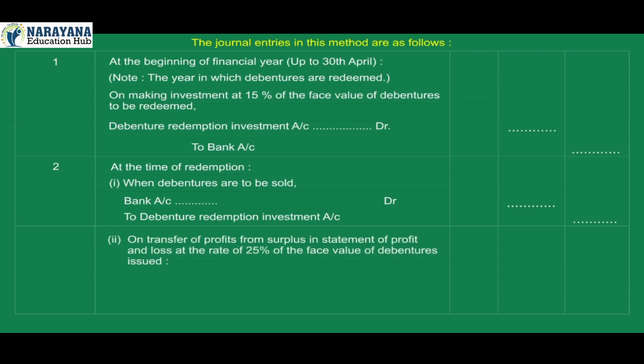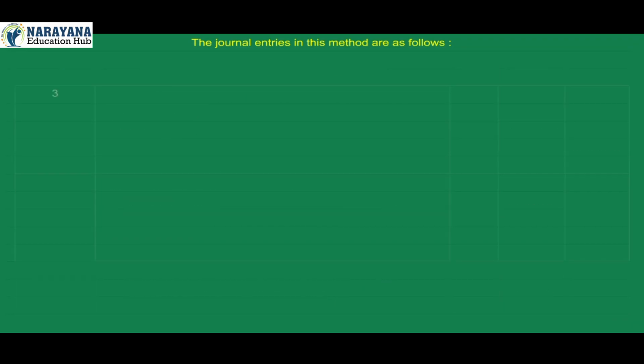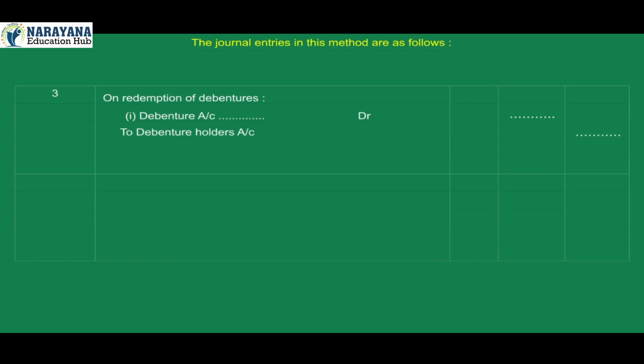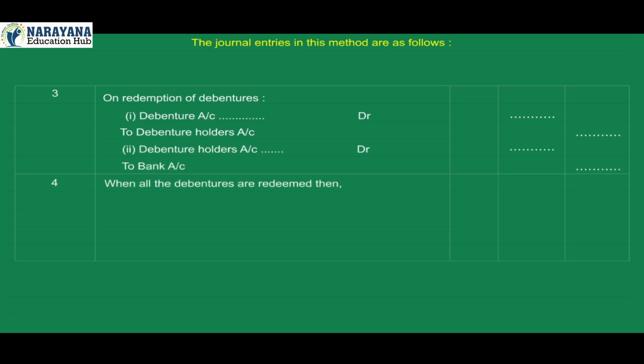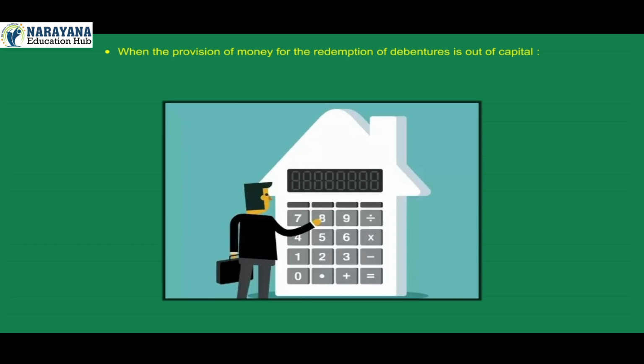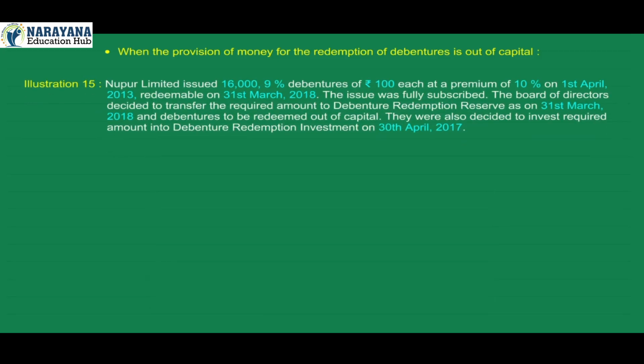2. On transfer of profits from surplus in statement of profit and loss at the rate of 25% of the face value of debentures issued: Surplus in statement of profit and loss account debit to debenture redemption reserve account credit. 3. On redemption of debentures. 1. Debenture account debit to debenture holders account credit. 2. Debenture holders account debit to bank account credit. 4. When all the debentures are redeemed, then debenture redemption reserve account debit to general reserve account credit. When the provision of money for the redemption of debentures is out of capital.